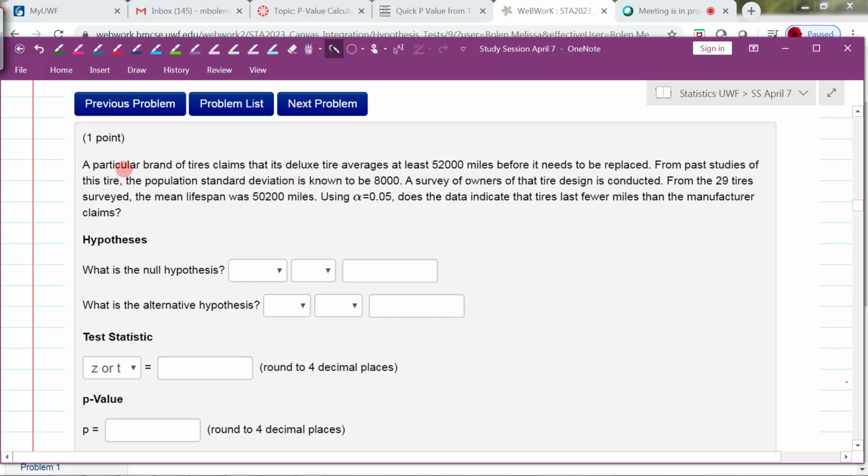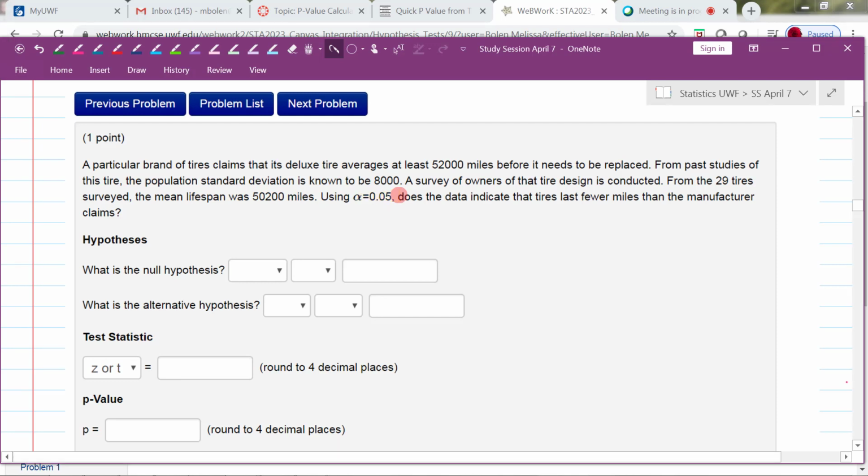Okay, so a particular brand of tire claims that its deluxe tires average at least 52,000 miles before they need to be replaced. From past studies of the tire, the population standard deviation, key part right there, is known to be about 8,000 miles. A survey of owners of the tire is conducted. From the 29 tires surveyed, the mean lifespan was 50,200 miles. Using alpha equal to 0.05, does the data indicate that the tire lasts fewer miles than the manufacturer claims?